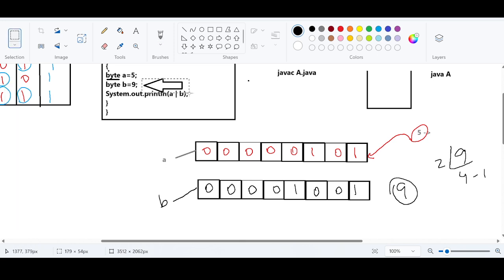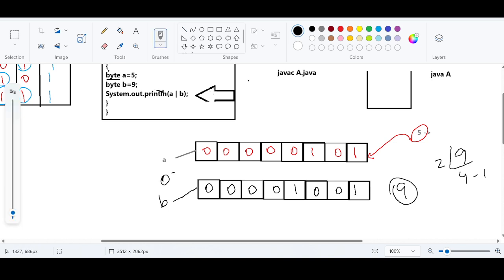After this, the next instruction is what? You want to display something in the console. So the main thread will get access to the next line, a | b. You want to perform an OR operation between a and b. Just directly perform the OR operation.